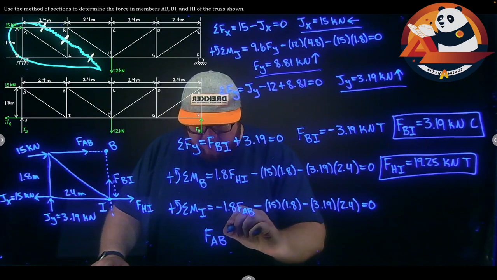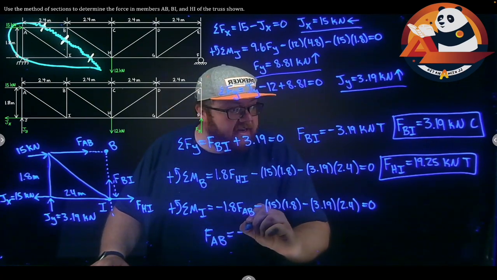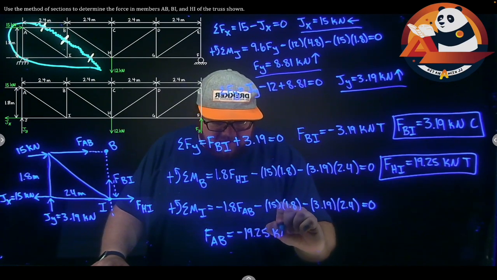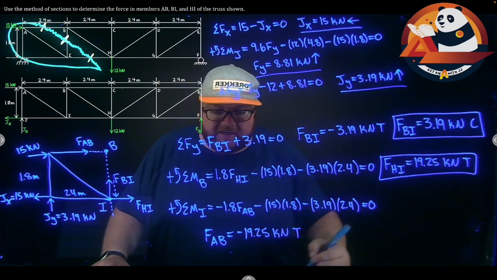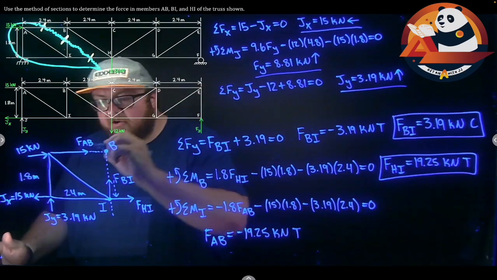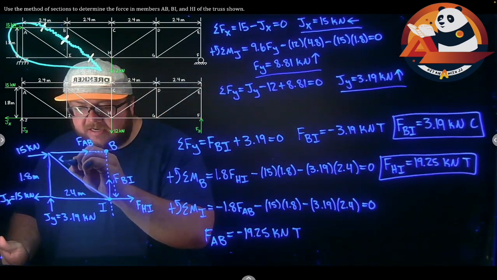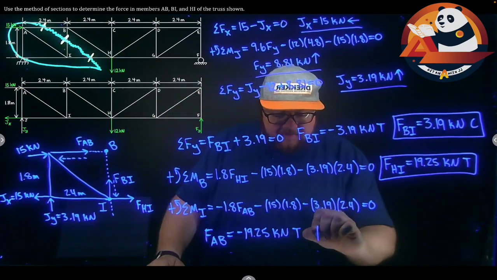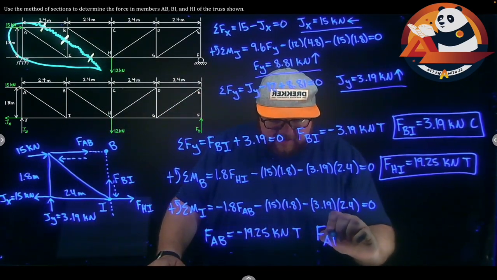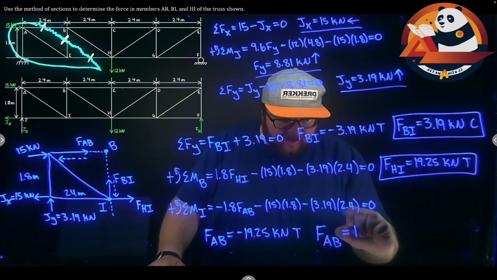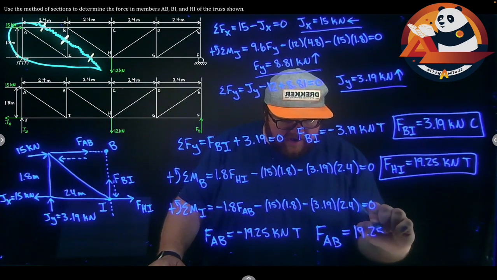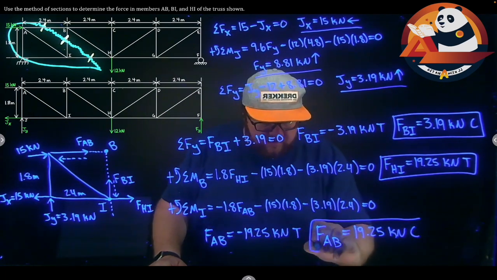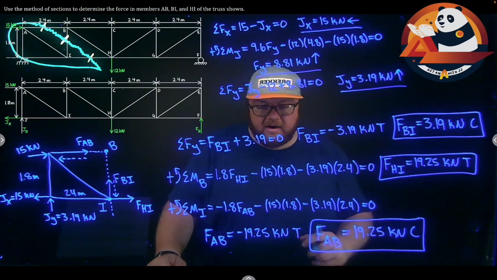FAB will be equal to negative 19.25 kilonewtons. That was negative when we were in tension. So let's change that arrow around. We're really in compression. Let's get that updated direction arrow in there. And the report is a positive. FAB is a positive 19.25 kilonewtons in compression, which would be our final answer for that one.